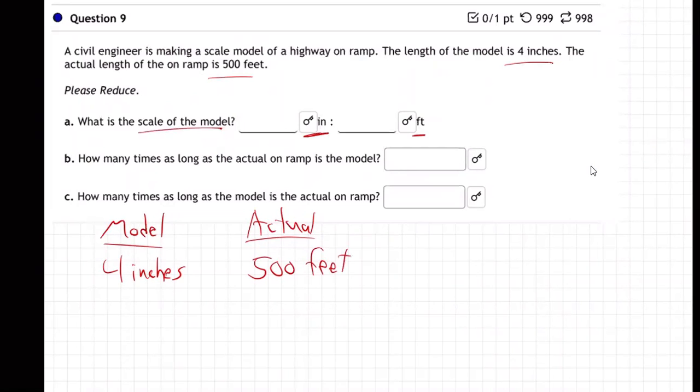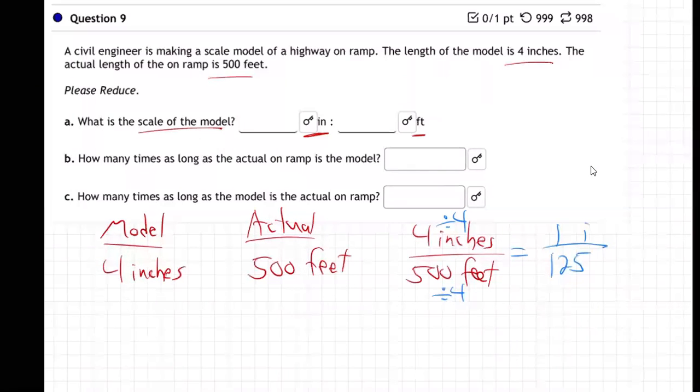Inches to feet. So that's 4 inches to 500 feet. And then you always reduce fractions whenever you can. So divide by 4. A lot of your calculators will do this for you automatically. Get 1 over 125. So it's 1 inch per 125 feet. 1 inch per 125 feet. So that's the scale of the model right there.